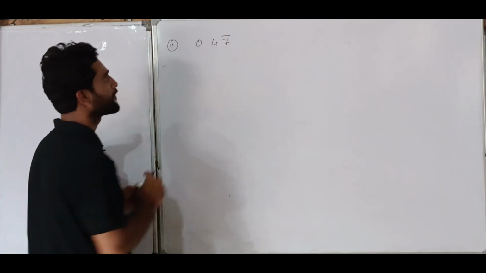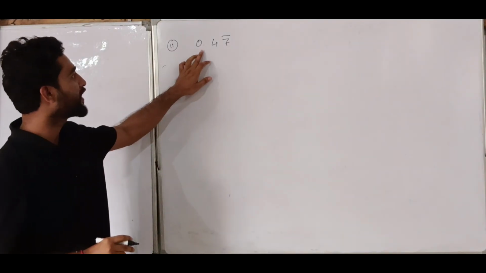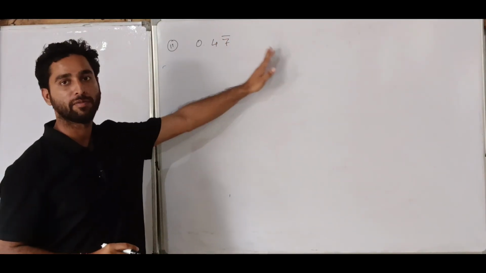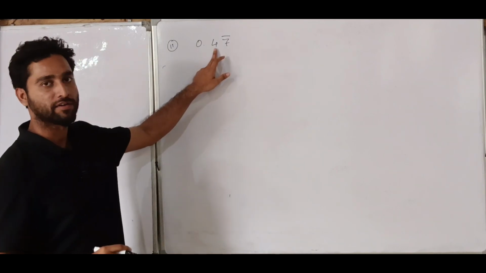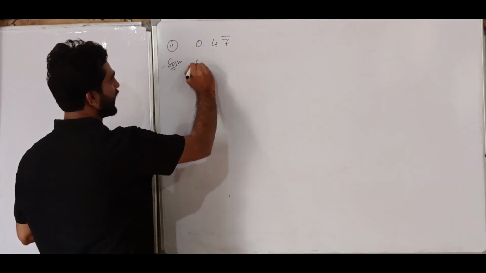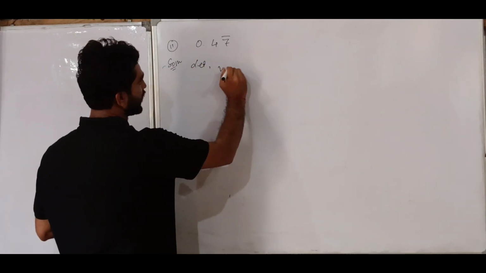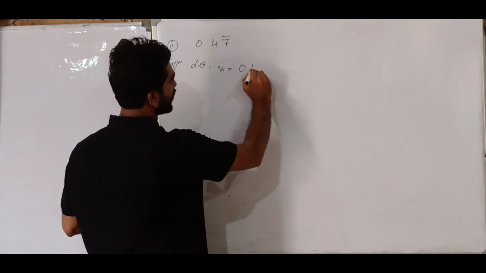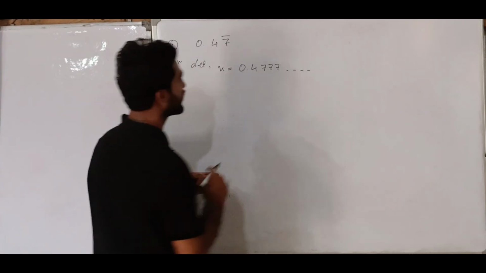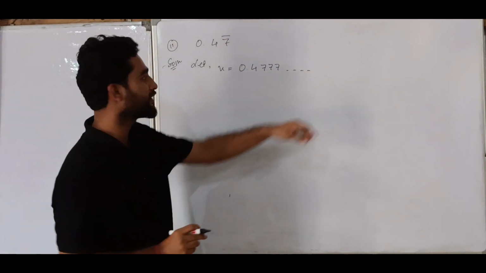The question is 0.47 bar. In this question you can clearly see that the bar is only above the 7. That means only the digit 7 is repeating, 4 is not repeating. So let x equal 0.47777 like this. Only the digit 7 is repeating.